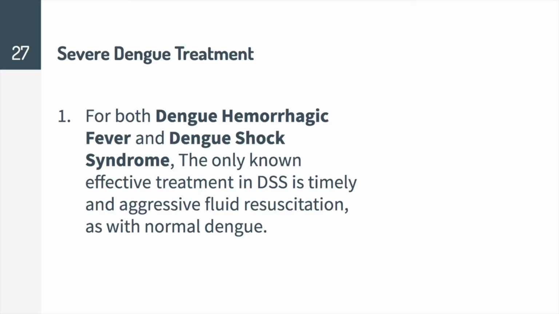So, how exactly do we treat these subtypes of the disease, like dengue hemorrhagic fever and dengue shock syndrome? Well, it's kind of the same as regular dengue. The only effective known treatment is fluid resuscitation, as with normal dengue. But this fluid resuscitation really depends on the urinary output. So it's usually 0.5 to 1 milliliter per kilogram per hour. And this is in patients with stable vital signs and normal hematocrit.